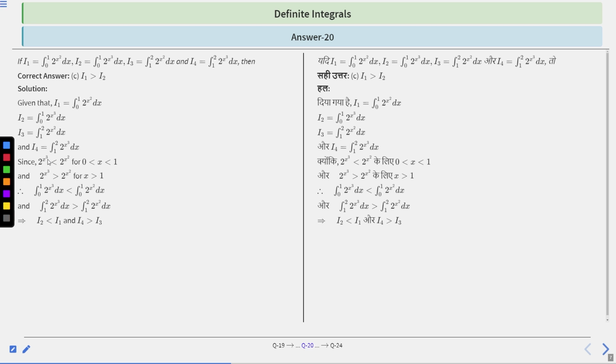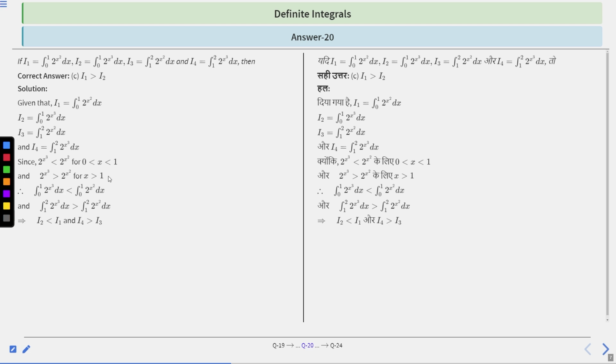I4 is equal to the integral from 1 to 2 of 2 to the power x cube dx. Now, for x from 0 to 1, if x is between 0 and 1, then x cube will be less than x square, and therefore 2 to the power x cube will be less than 2 to the power x square.